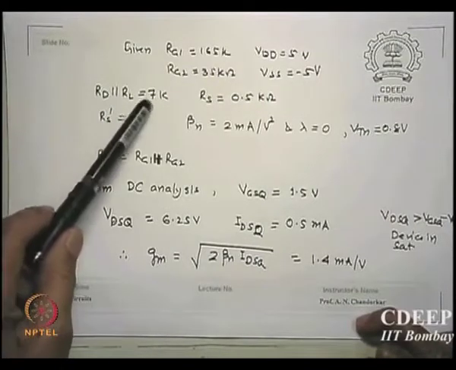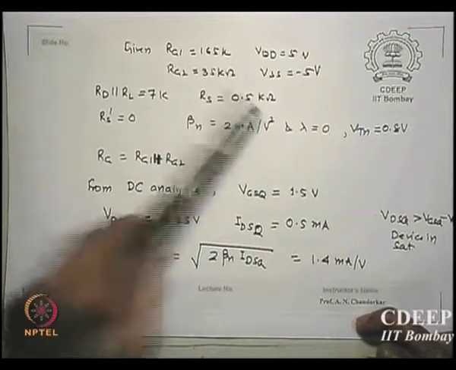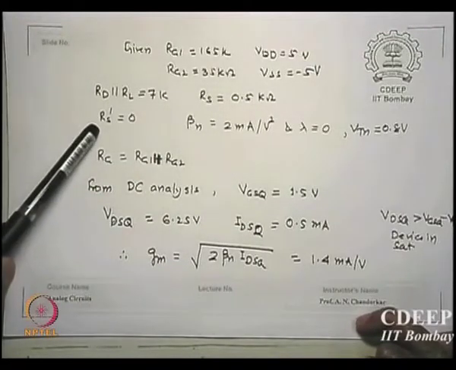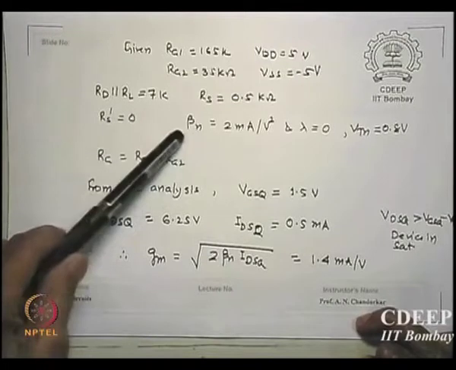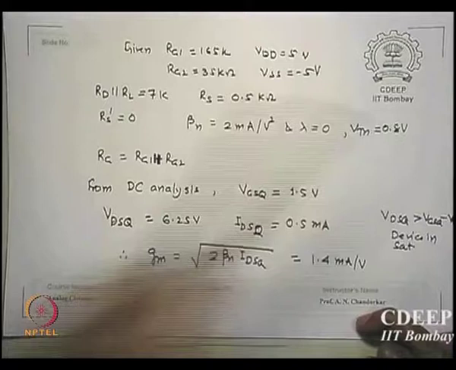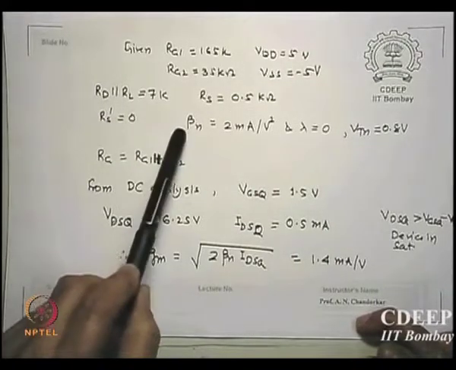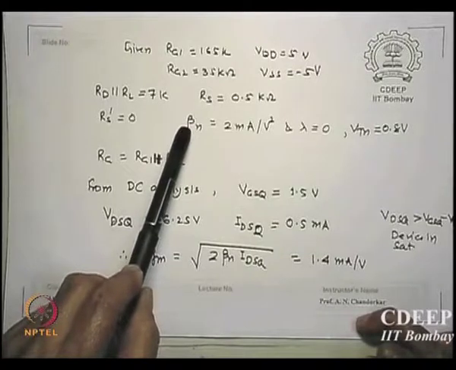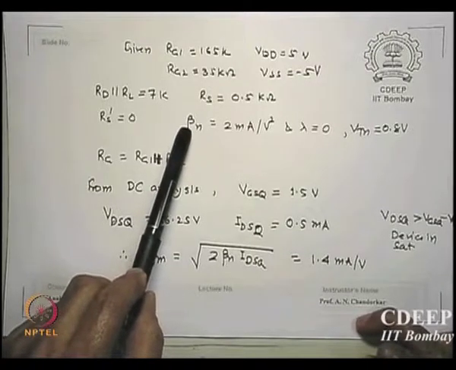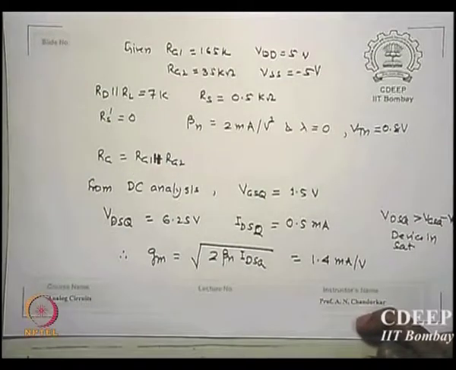RD parallel RL is given to you as 7K, the source degeneration resistance is half K, the signal source resistance is 0, beta n is 2 milliamp per volt squared, lambda is taken as 0, threshold is 0.8, okay. What does this beta n mean? It includes W by L, beta n dash times W by L together, I have given you a value of 2 milliamp per volt squared.